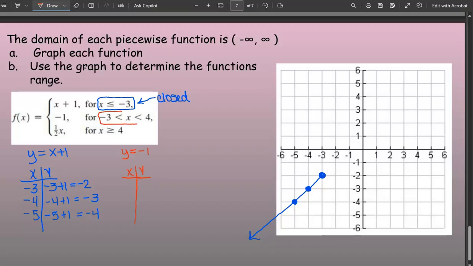And I want to choose values in between negative 3 and 4. I'm going to choose negative 3 and 4 because I need to know what's happening at those endpoints. And so I'm just going to pick 0 for the middle. It really doesn't matter because no matter what my x value is, my y value is going to be negative 1. So negative 3, negative 1, and that one's going to be open. 0, negative 1 is closed. 4, negative 1 is open. And there's that piece of the graph.